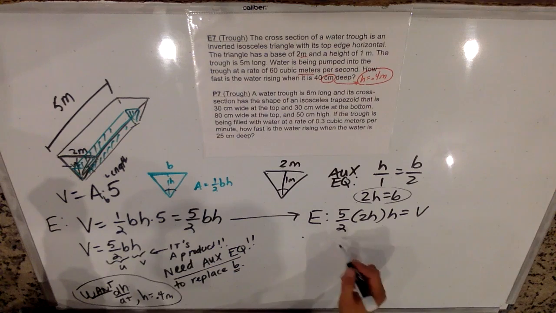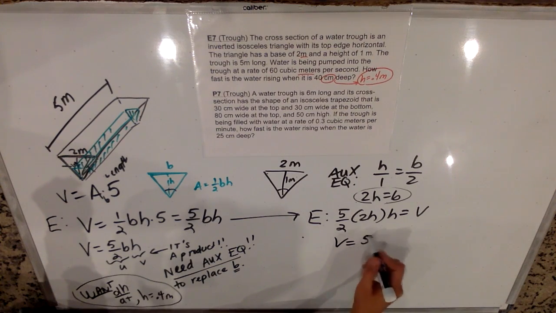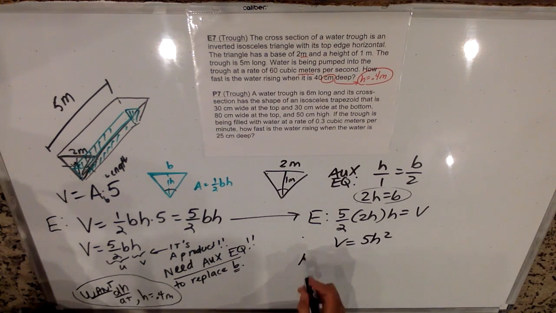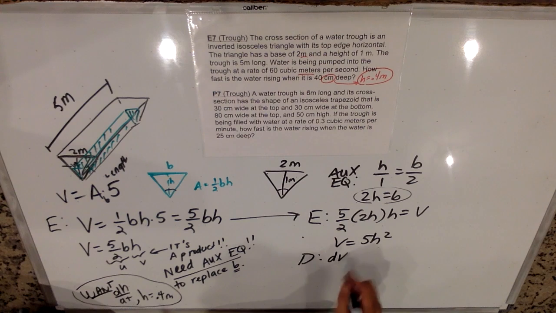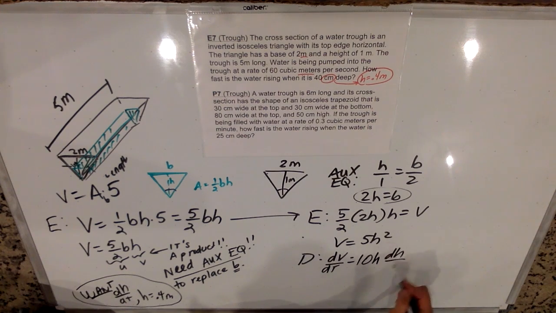So I'm pretty sure my equation ends up being volume equals 5h squared. Well, now it's pretty easy to differentiate. dV/dt is 10h dh/dt. And now it's pretty easy to plug in, right? I know dV/dt. I also forgot to label that on my diagram.